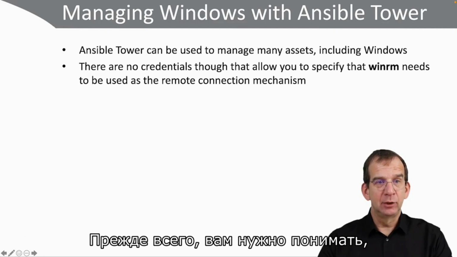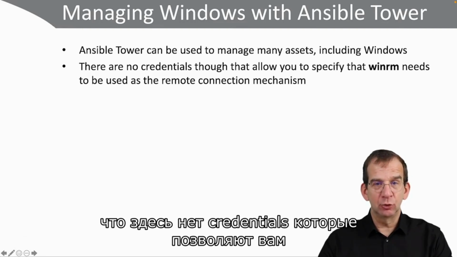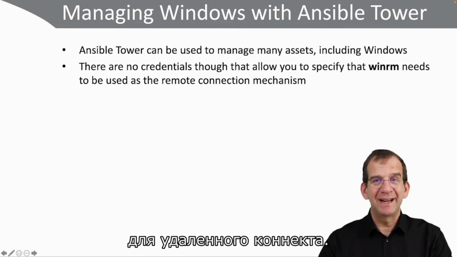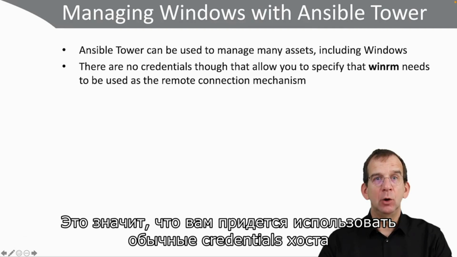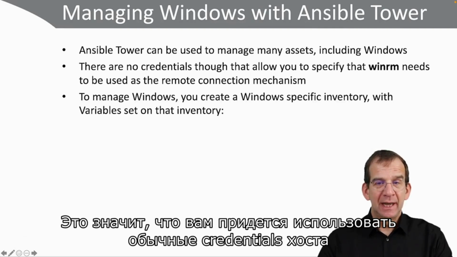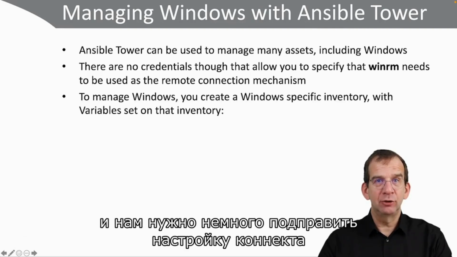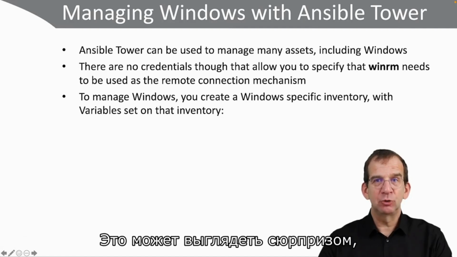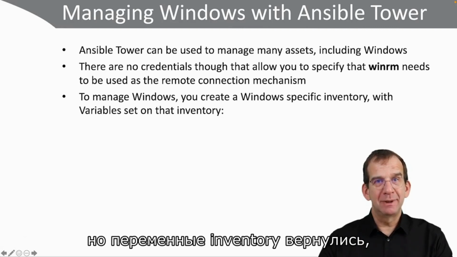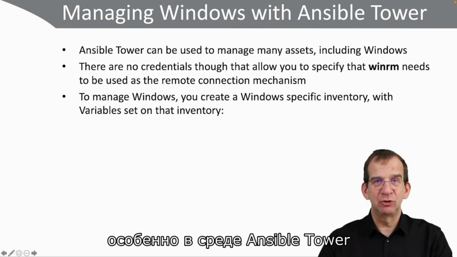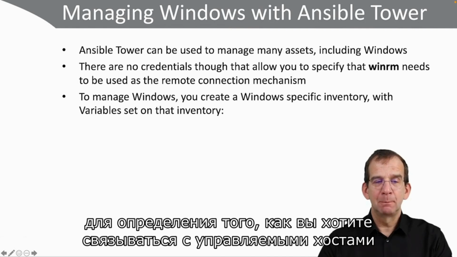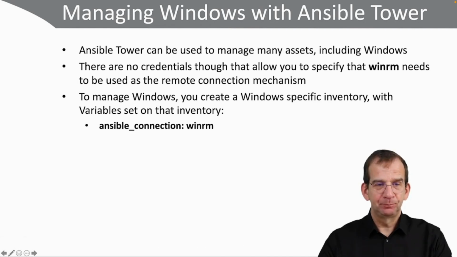First thing that you need to know is that there are no credentials that allow you to specify that WinRM needs to be used as a remote connection mechanism. So that means that you need the ordinary machine credentials, and you need to tweak the connection a little bit by using inventory-based variables. That may sound surprising, but inventory-based variables have made their return, especially in Ansible Tower environments, because it's a convenient way to specify how you want to reach out to manage assets with Ansible.